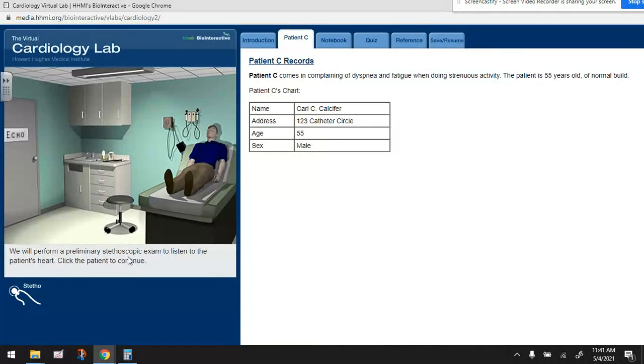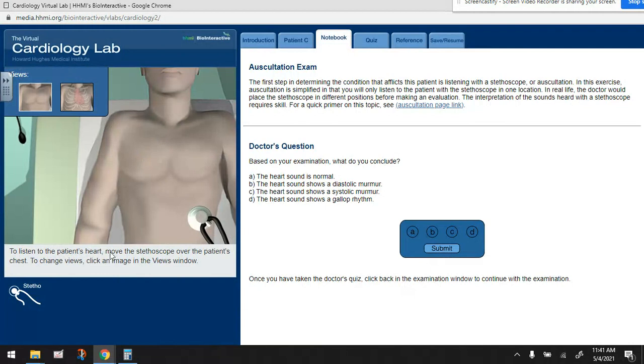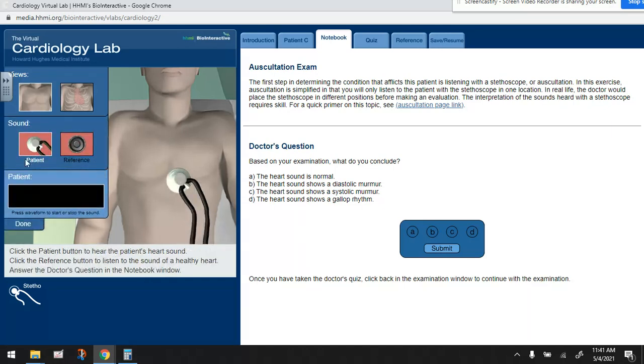We will perform a preliminary stethoscope exam to listen to the patient's heart. Click the patient to continue. So we'll click on the patient. All right, to listen to the patient's heart, move the stethoscope over the patient's chest. To change views, click an image in the views window. All right, so let's hold it over and let's have a listen.